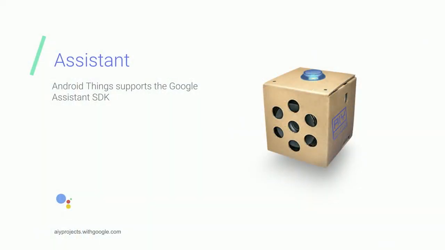There's one more service I want to talk about today, and that's the Google Assistant. So Android Things supports the Google Assistant SDK. Now, there's a huge number of use cases that we think the Assistant can do for you. It allows you to connect to all the knowledge of Google, as well as allows you to control the devices in your home. Again, we have a code lab that goes over getting Android Things to work with the Google Assistant. So you can do it at home, or you can do it in our sandbox area.